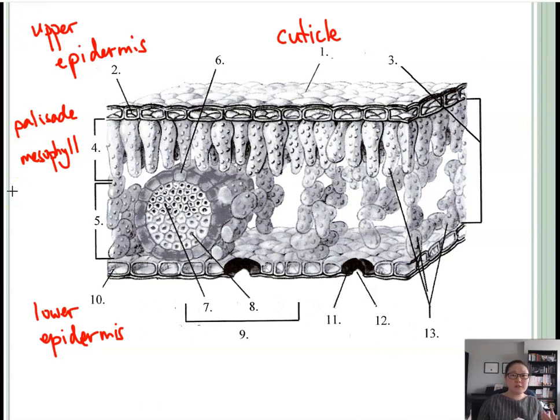If one of the ideas that you came up with is the fact that because they're packed at the very top, whatever light gets into the leaf is going to be absorbed and used up very efficiently, good for you. That is one of the main benefits to having the palisade mesophyll structured the way that it is.